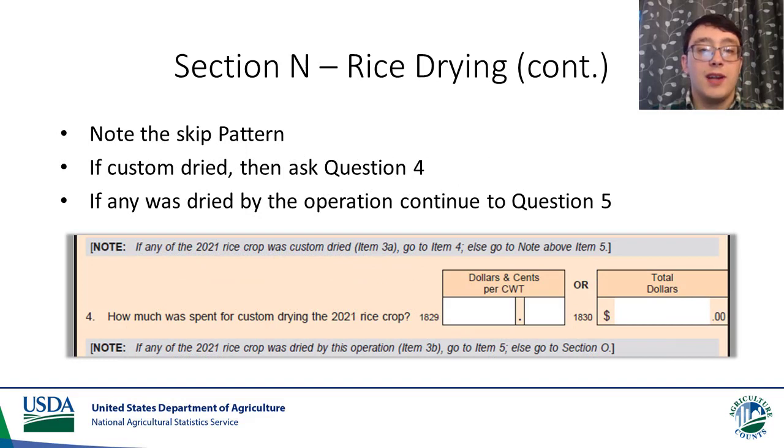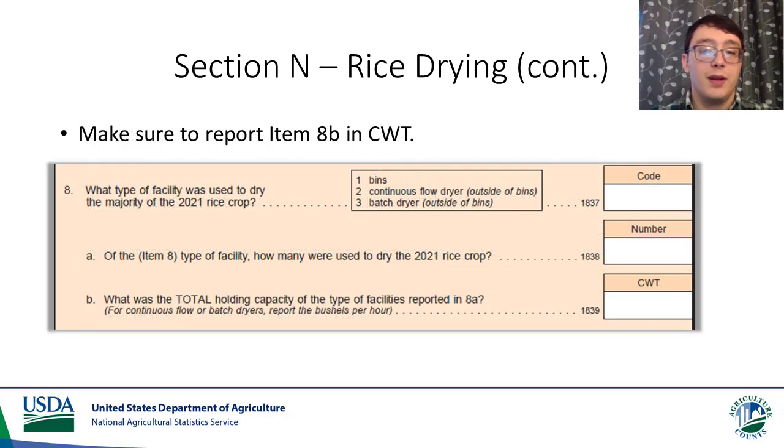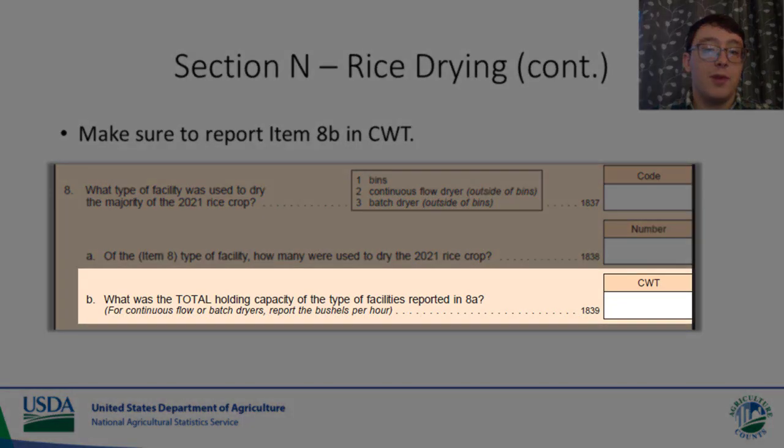The other part of this section I wanted to cover is a skip pattern. Questions 5 through 8 are only answered if the operation has dried their own rice. If the rice was not dried at all, then questions 4 through 8 can be skipped entirely and you can proceed to Section O. Finally, please note once again that in question 8B, we are reporting in hundredweight.